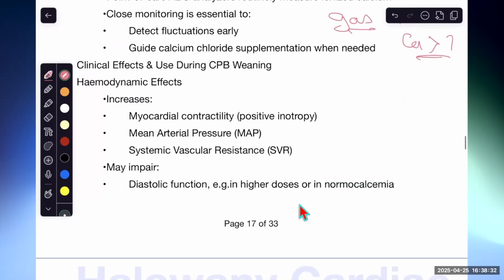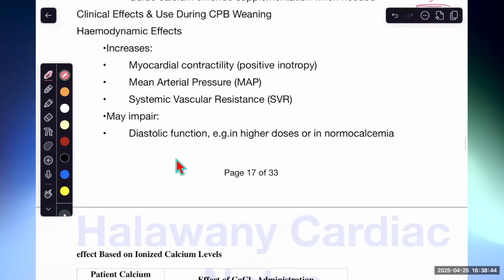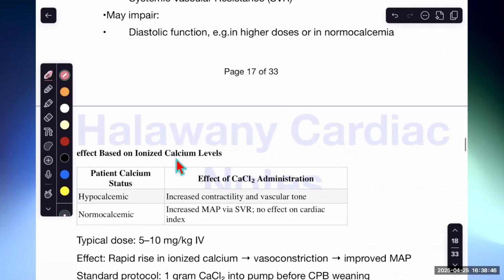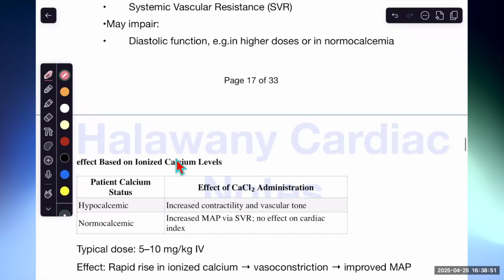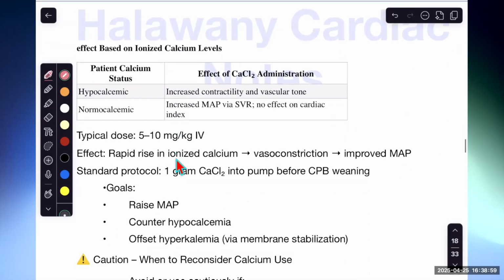Effect: it increases myocardial contractility when you give it, and improves the MAP, mean arterial pressure, and improves the SVR. It may impair diastolic function, especially in high doses. Why? I will, inshallah, explain when I speak about diastolic dysfunction, because it's a little bit different in its pathophysiology, but we will know why calcium will not be good in it. Okay, so just keep it in your mind.